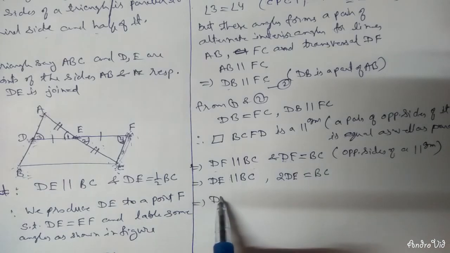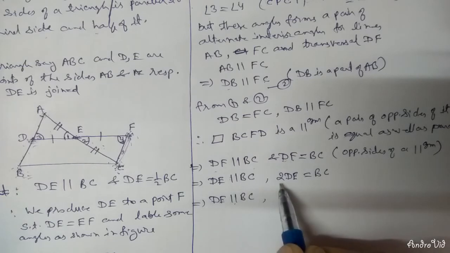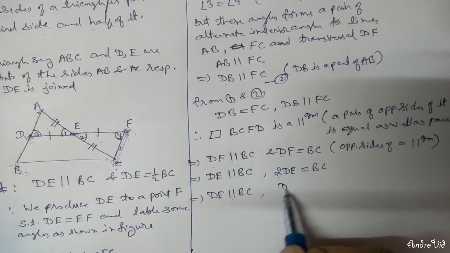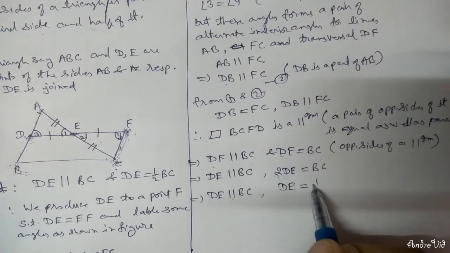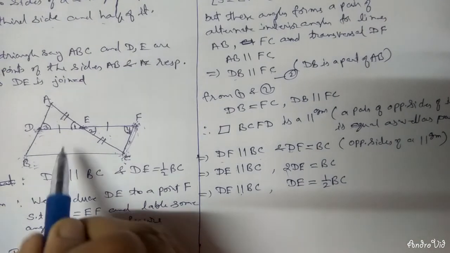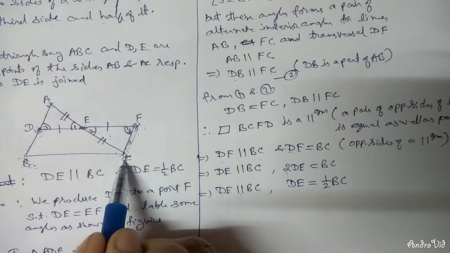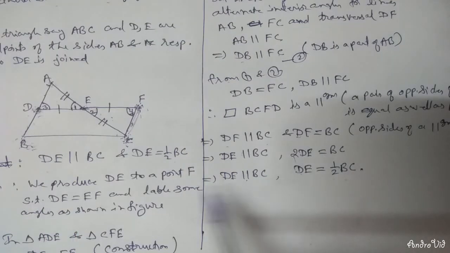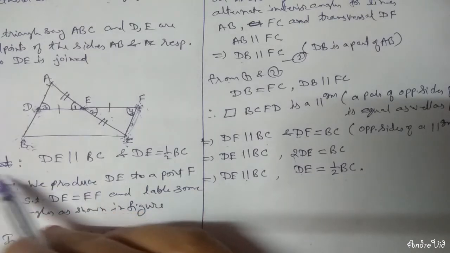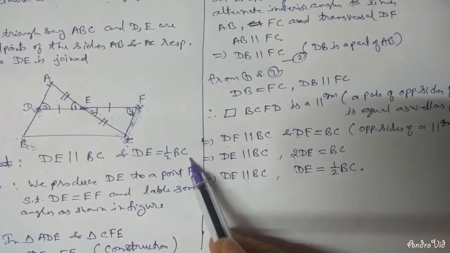Gives that DE is parallel to BC, that is as it is. And now divide this 2 in right hand side, we will have DE is equal to half of BC. So what we obtained here, DE is parallel to BC and DE is half of BC. This is what we had to prove. See here it is written in to prove part, DE parallel BC and DE equal to half of BC.